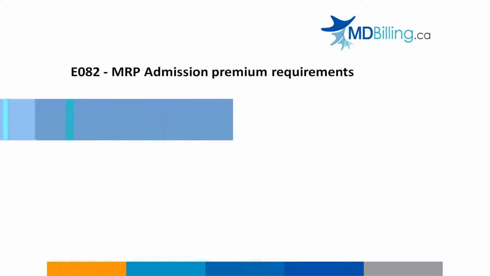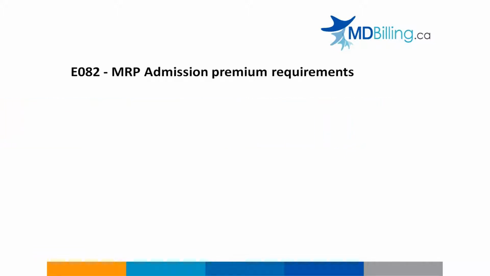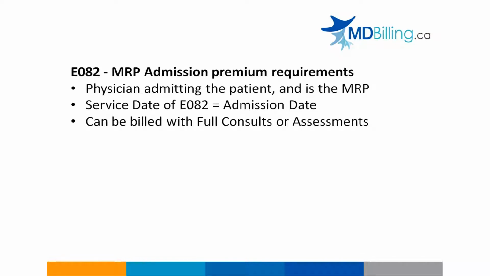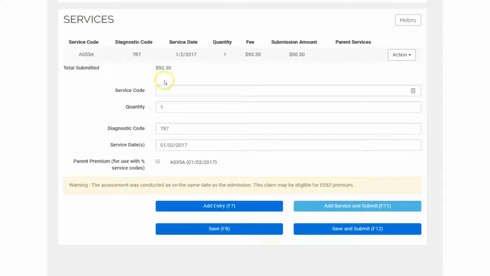There are 2 premium codes for the most responsible physicians. The first one is E082, MRP Premium for Admission Assessment. It is eligible to the admitting physician who is the MRP and is payable only once per patient per admission. It can be added to consultation or assessment service code, where the service date and the admission date for the patient fall on the same calendar date.